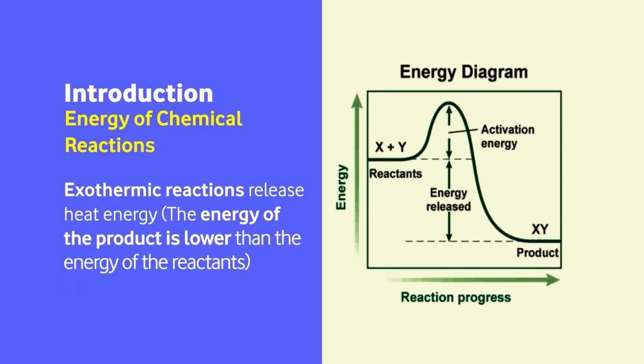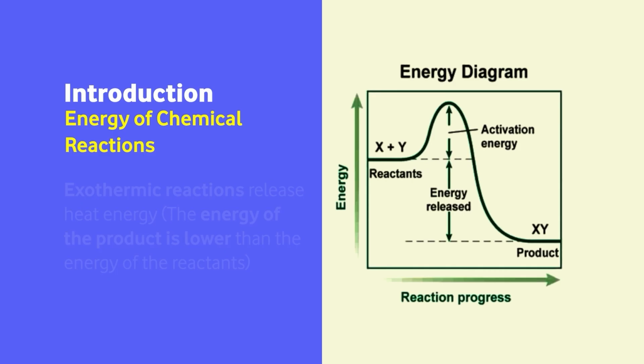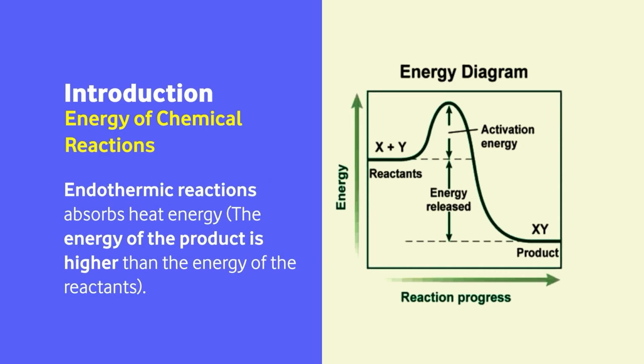Then, based upon that energy or heat, reactions are categorized into two types. That is exothermic reaction, which releases heat energy, which means the energy of the product is lower than the energy of the reactant. Another group is endothermic reaction, which absorbs heat energy, which means the energy of the product is higher than the energy of the reactant. So these are the two types of chemical reactions.